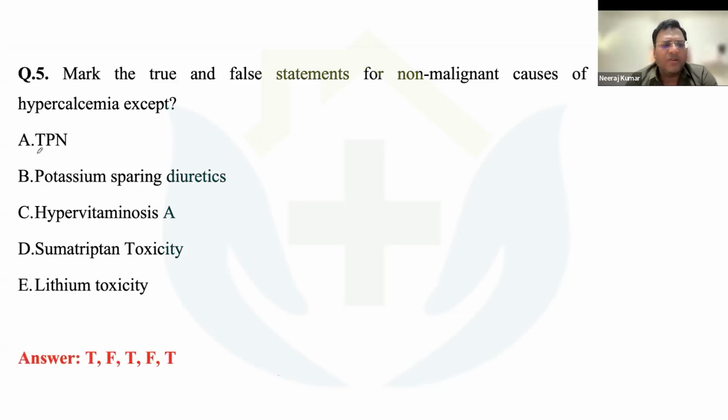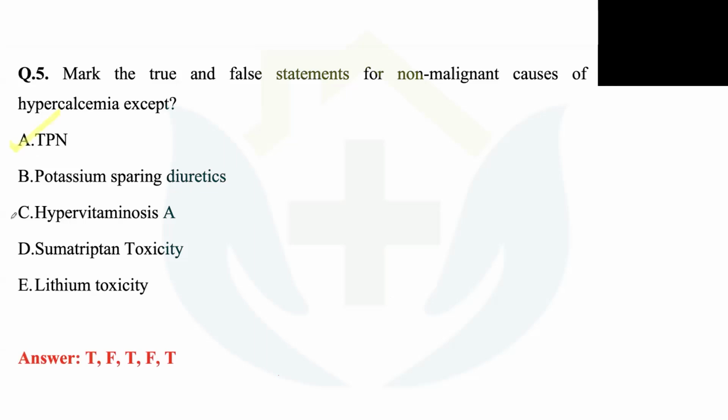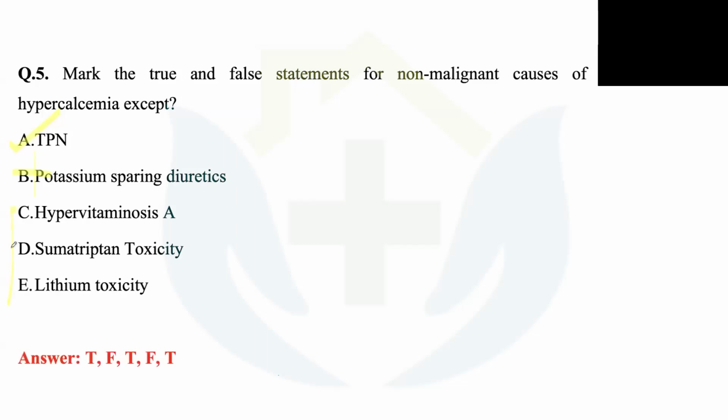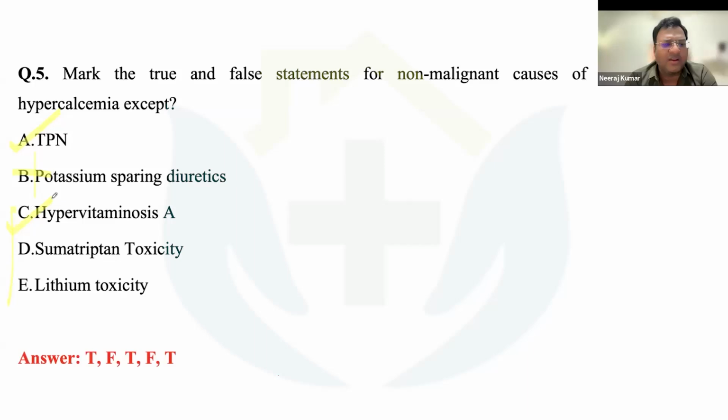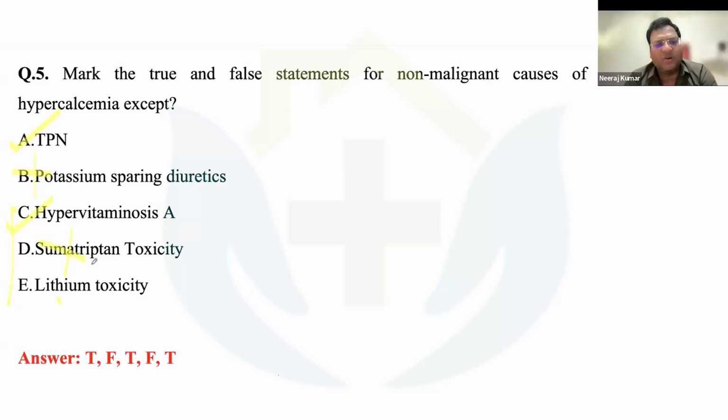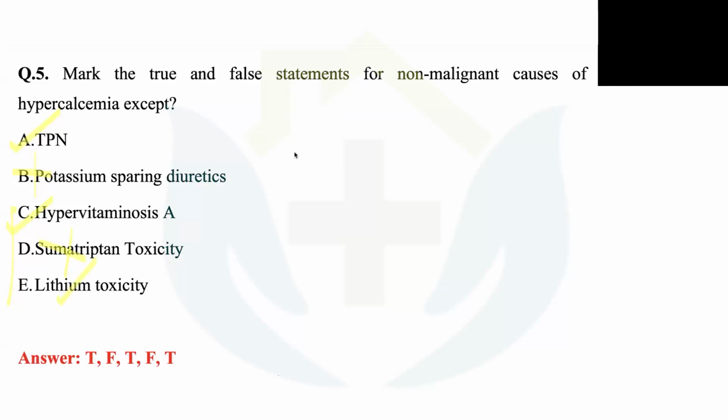So if you see the true and false statements, the first statement is true, TPN is a cause. The second statement is not true, so potassium sparing diuretics is not true. And I think hypervitaminosis, again, is a true statement. Sumatriptan cannot cause hypercalcemia, and lithium toxicity can cause hypercalcemia. Okay.